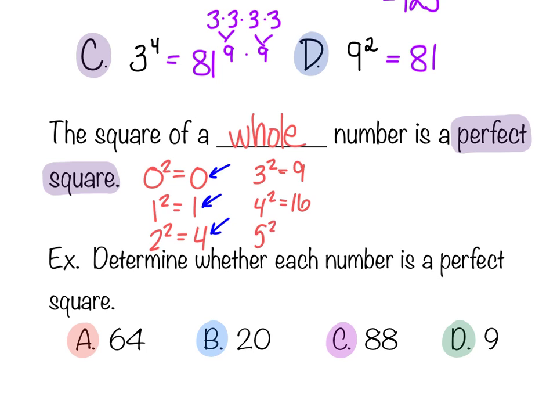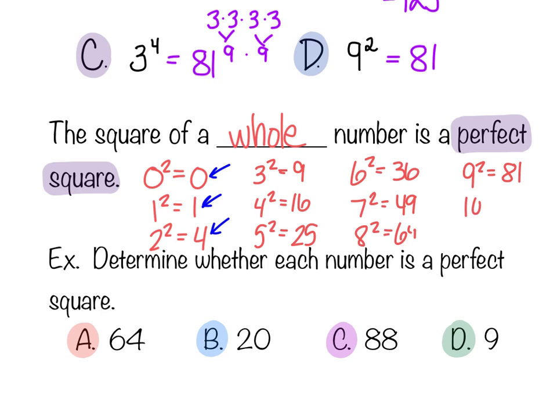5 squared would be 5 times 5, or 25. We've got 6 squared, which is 36. 7 squared, which is 49. 8 squared, which is 64. 9 squared, which is 81. 10 squared, which is 100.